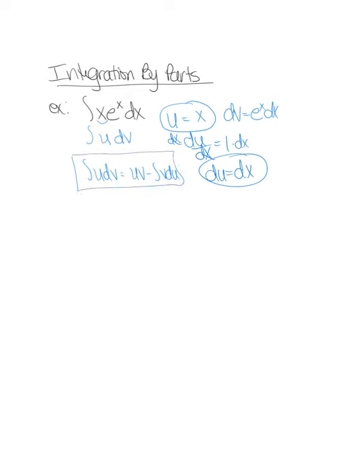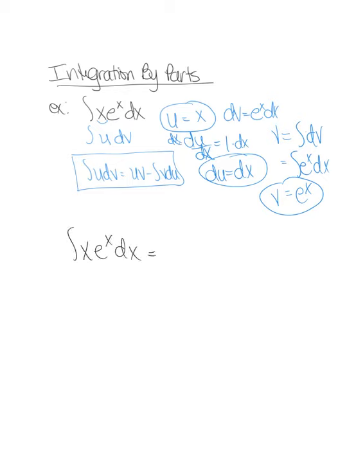The last part we need is v, and v by definition is the integral of dv, which in this case is the integral of e to the x dx, which simply gives us e to the x. So we have the pieces and parts we need. That means that when we look at the integral of x e to the x with respect to x, using this formula, it is going to be our u times our v, which is x e to the x, minus the integral of v, which is e to the x, times du, which is dx.